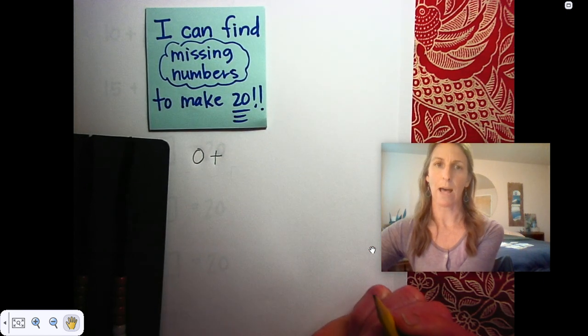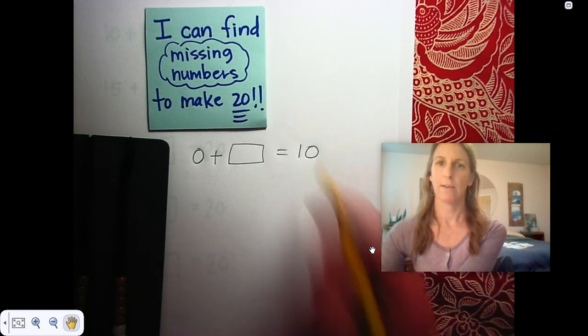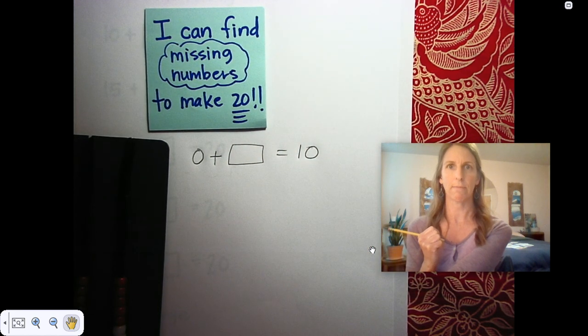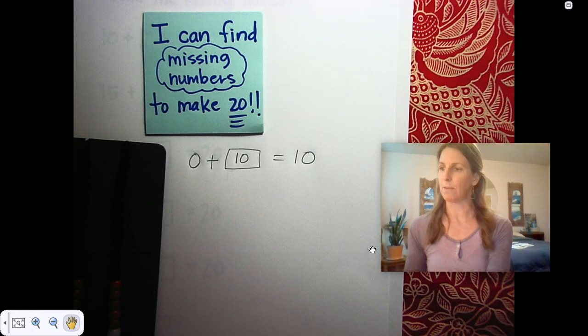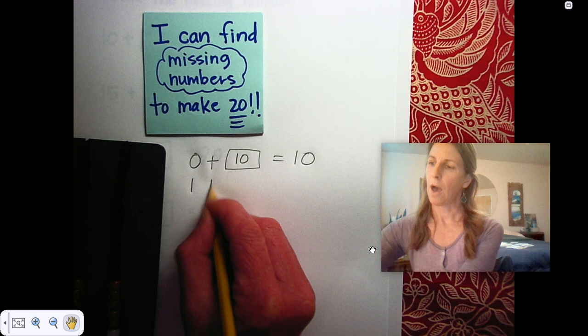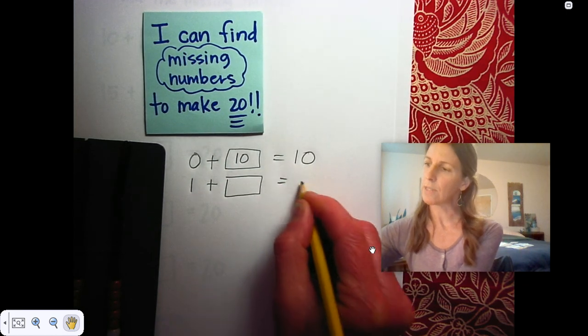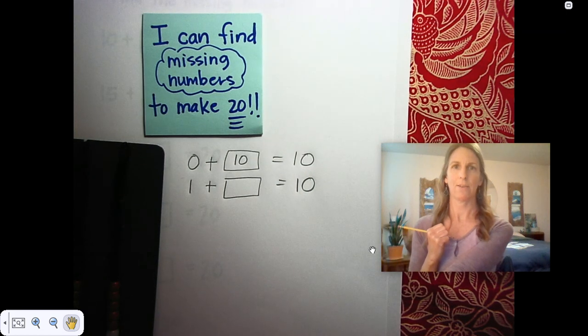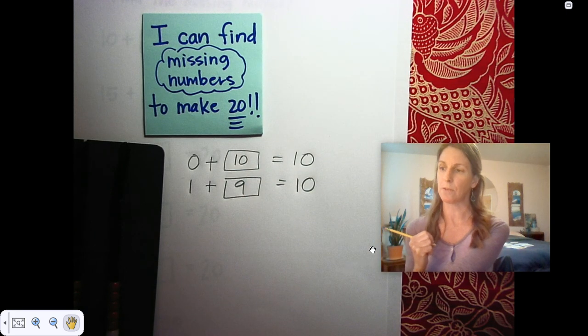0 plus some number equals 10. What is it? Write it down. 0 plus, that's right, 0 plus 10 equals 10. Okay, next way to make 10. 1 plus some number equals 10. Write it down. 1 plus, that's right, 9. 1 plus 9 equals 10.